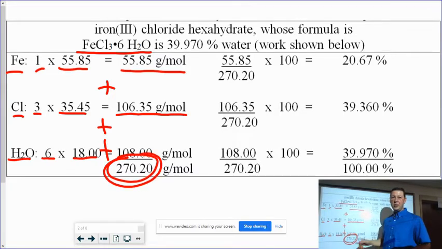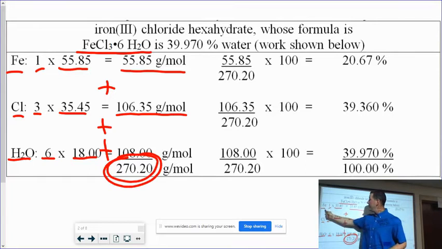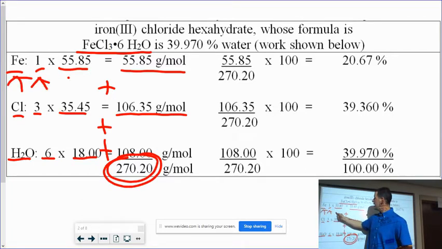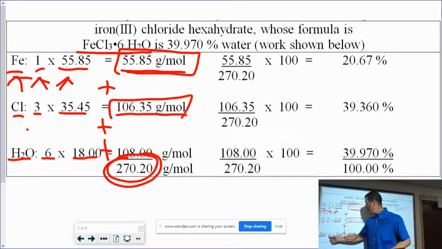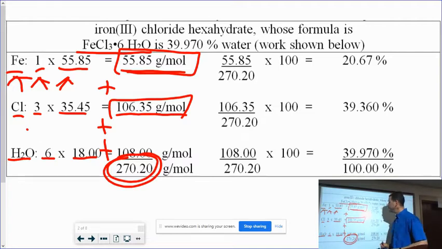When you do this lab, you'll be doing the exact same thing. You'll be breaking it down into the individual elements, how many of the element there are, taking the molar mass of it, getting the total mass of that element in the compound. Then you'll be doing the next element, and then you'll be doing it for the waters and getting a total mass. That's going to be one of your first steps.